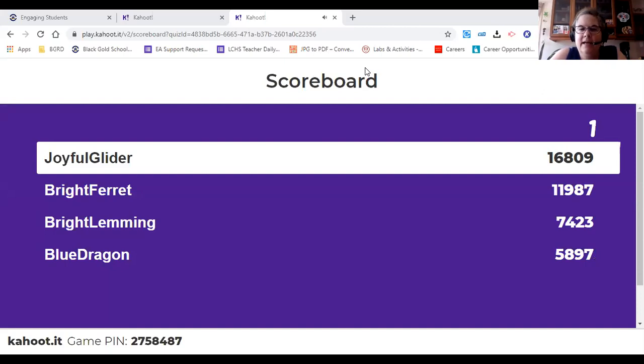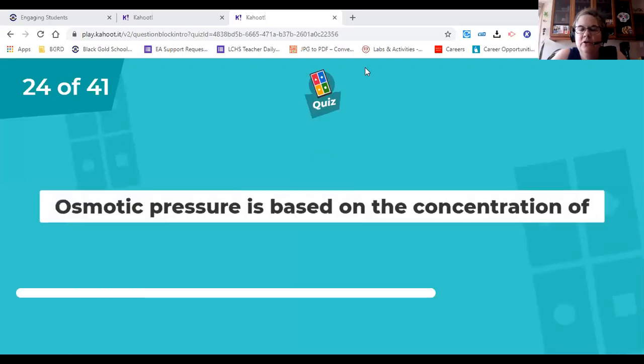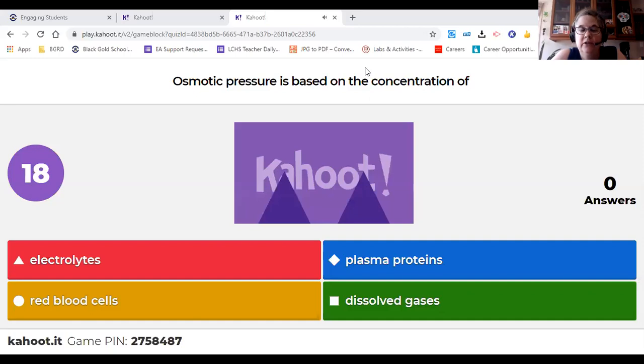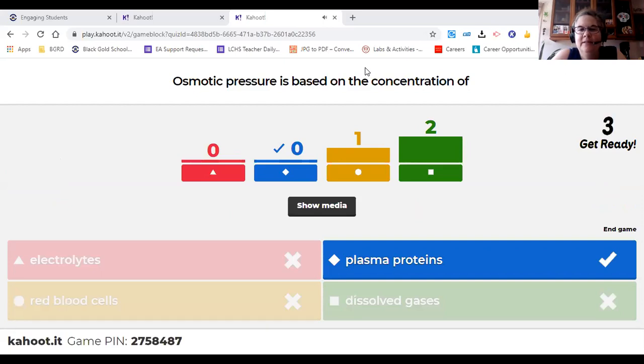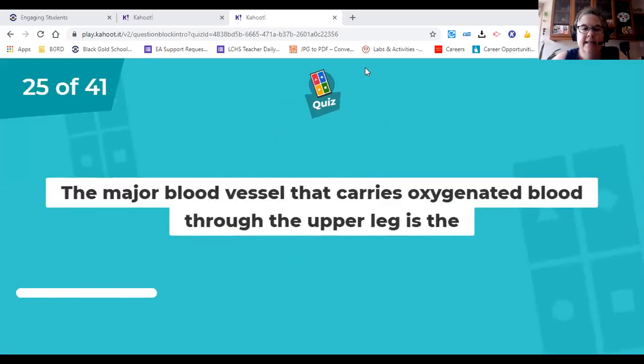Okay, next we have osmotic pressure is based on the concentration of electrolytes, red blood cells, plasma proteins, dissolved gases. It's based on plasma proteins. And the reason osmotic pressure hardly ever changes is because plasma proteins typically stay constant because they can't get out of the cell.